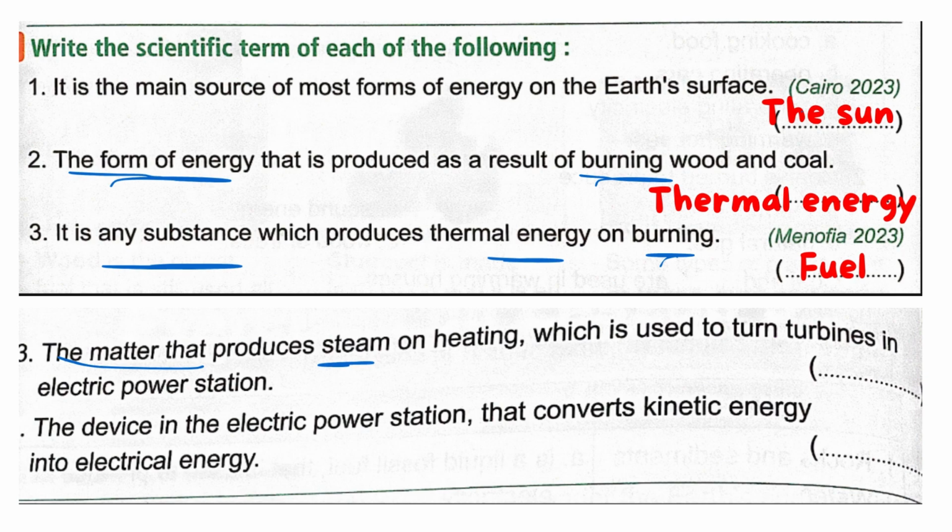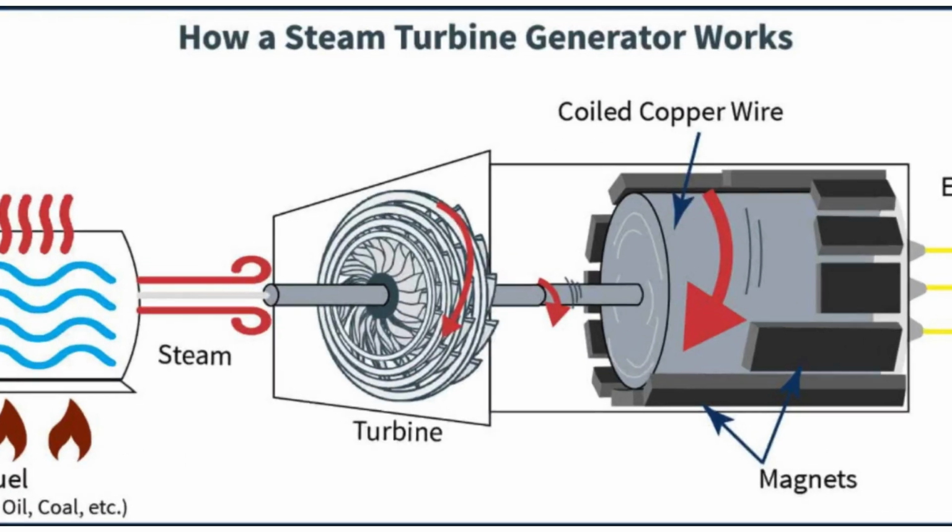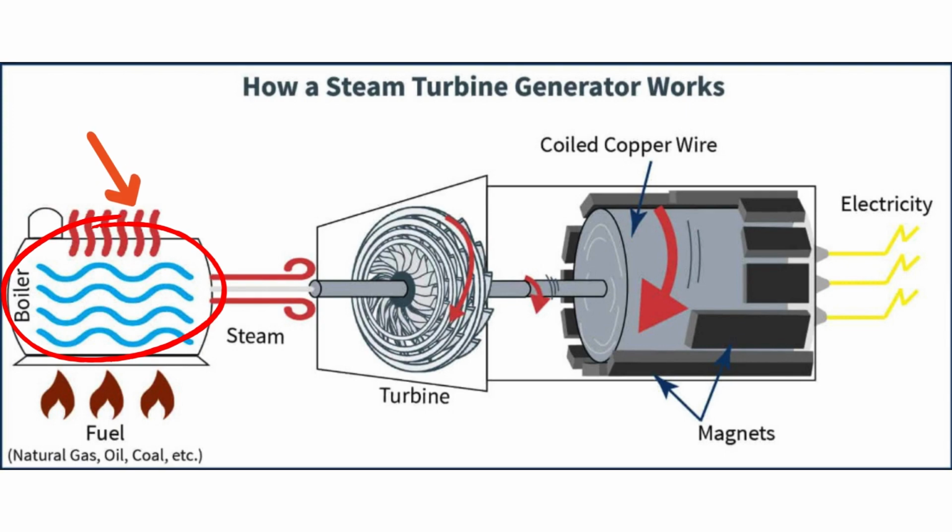The matter that produces steam on heating, which is used to turn turbines in an electric power station, or instead of electric power station, we may use the name power plant. So what is the matter that produces steam on heating, which is used to turn turbines in an electric power station? We need here to revise this part.